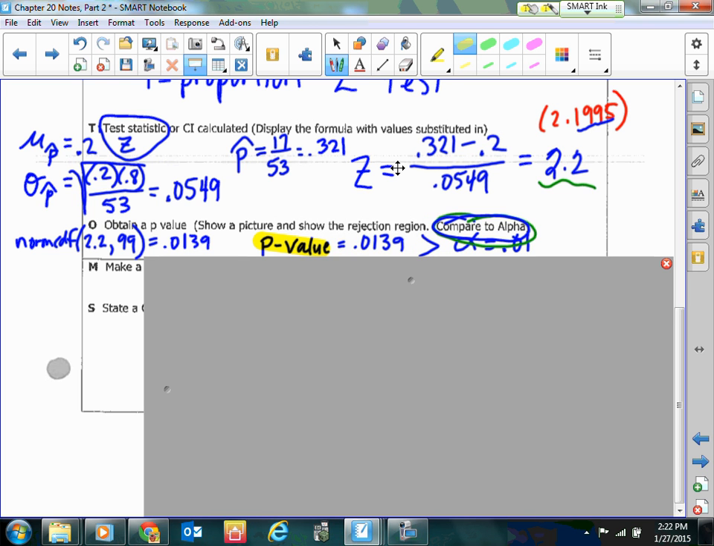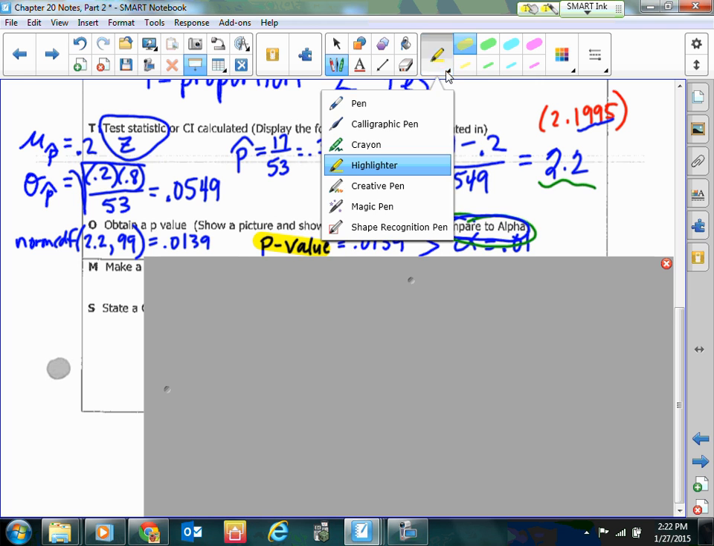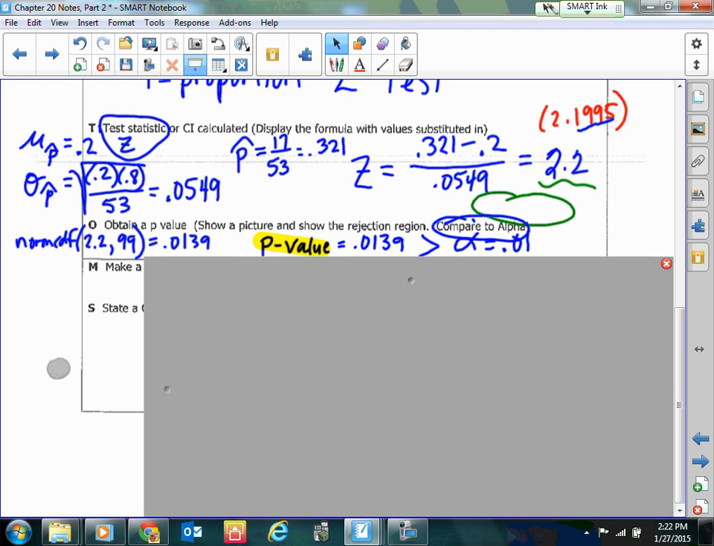Let me move these things out of the way. Okay, so alpha at 0.01. Since the p-value is bigger than alpha, do I reject the null? I do not. Here's what that would look like.